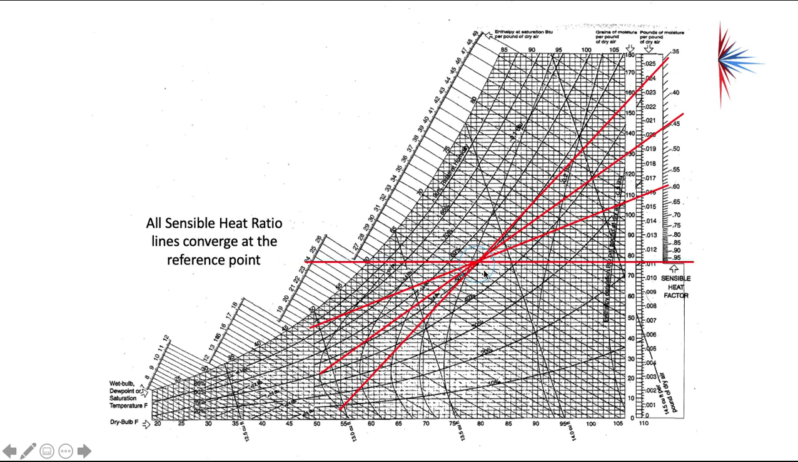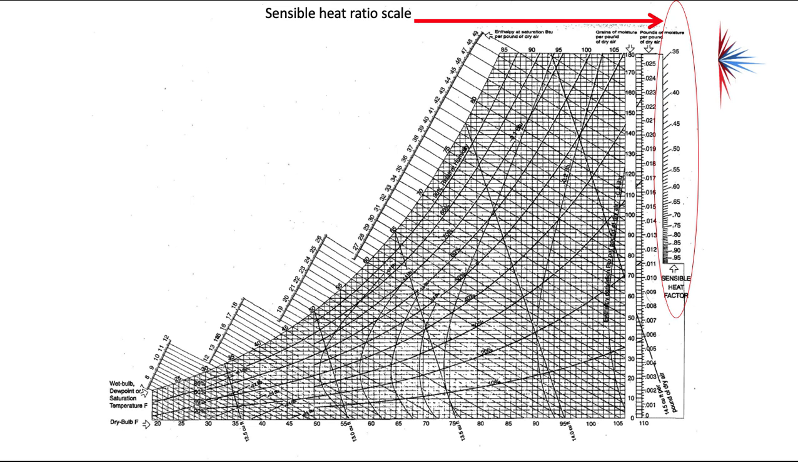We draw a line through the reference point parallel to my process line. Okay, that hits one of these numbers over here on the side. All sensible heat lines converge at the reference point. The ratio scale is over there on the right side, and you may find it off to the side sometimes on different charts. Every chart has it, but it's usually in different places.